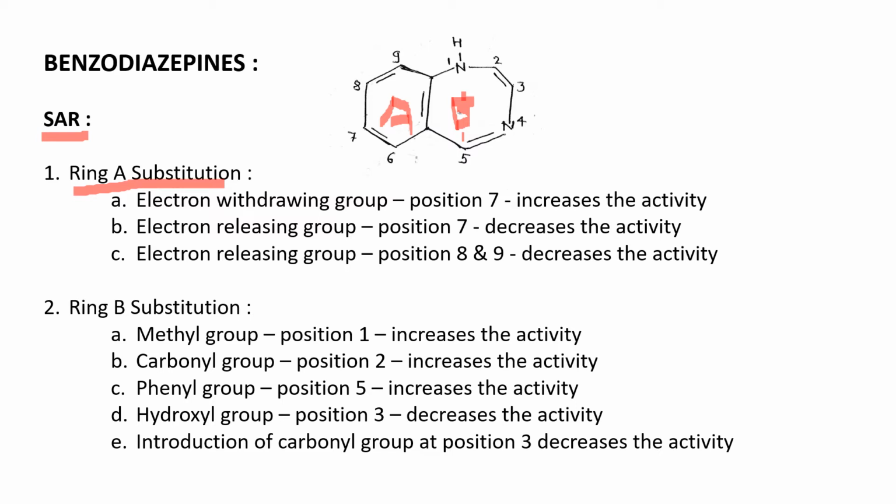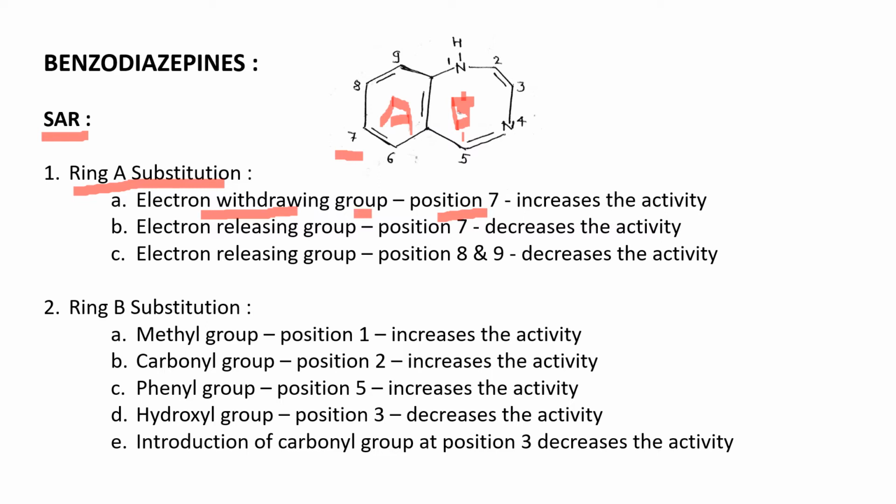In ring A substitution, if electron withdrawing groups are present at the 7 position, means at this position, then it increases the activity of the drug. Electron withdrawing groups means, for example, chlorine, NO2, CF3, CHO, ketone, CONH2. These are your electron withdrawing groups. If these groups are present at the 7th position, then it increases the activity of the drug.